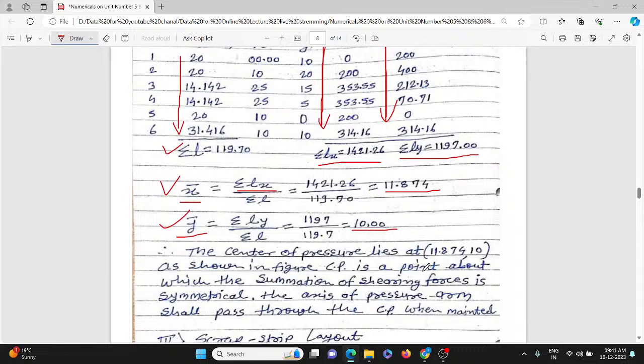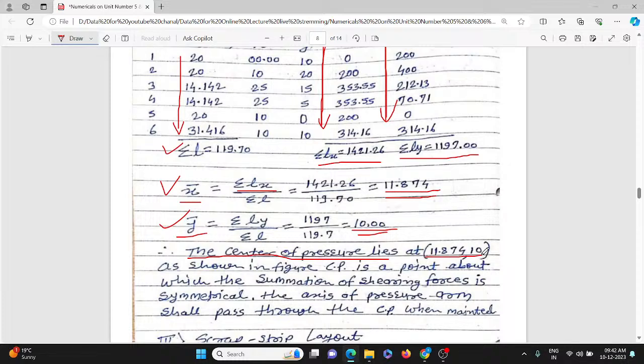So what is this x bar and y bar? That is nothing but the center of pressure of this particular component. So that we can mark, x bar is the distance from y, and y bar is the distance from x. And here you can see that the center of pressure lies at these particular distances, that is 11.874 and 10.